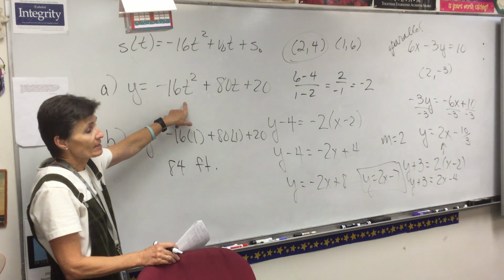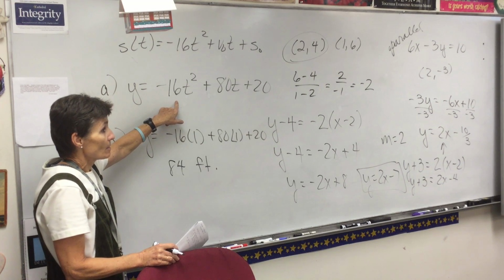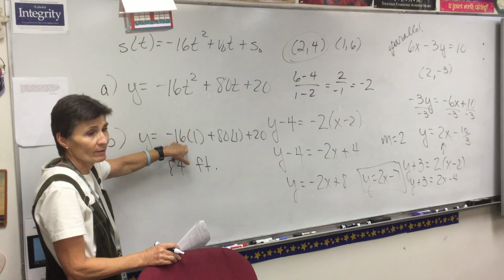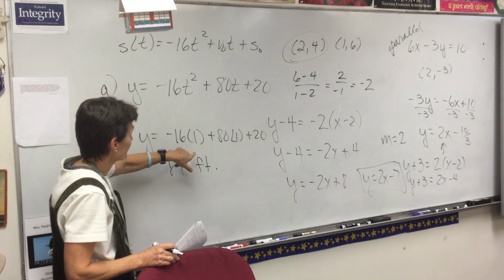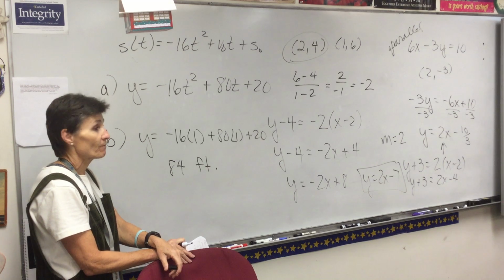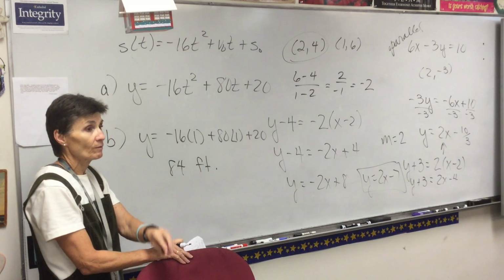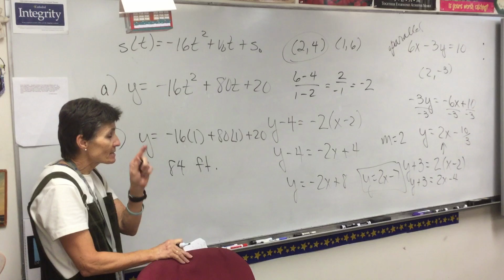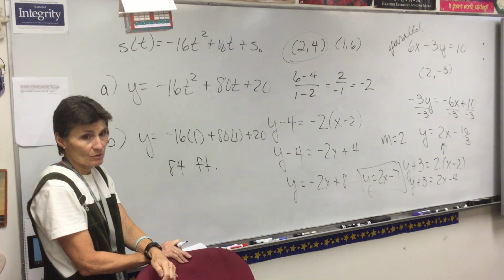Those of you that are going to type this in on your calculators, you have to square before you multiply. So 1 squared is 1, so that's negative 16. Don't be squaring the 16. It's 1 squared times negative 16 plus 80 plus 20, so that should be 84 feet. So how high is the ball after 1 second? 84 feet. If you don't put the feet there, you're going to miss a little fraction of a point. When we have a word problem, we label our answers.